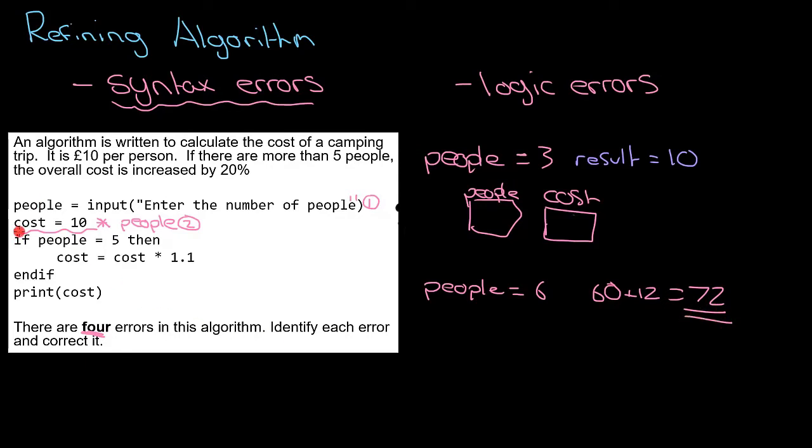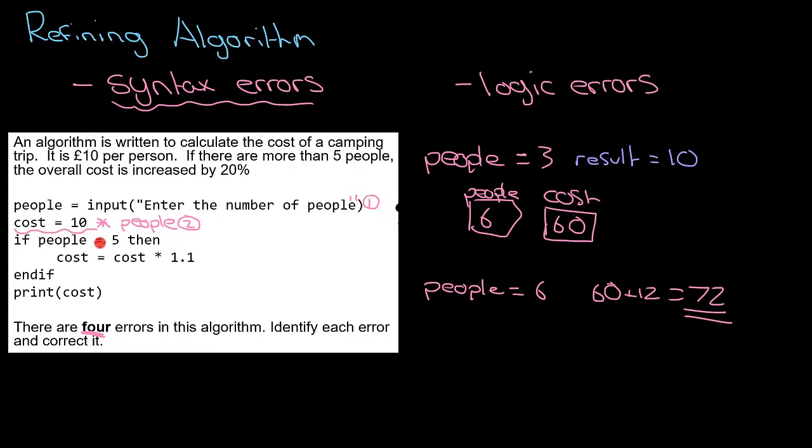Let's see what happens. So people equals 6, that's what I've decided, so I'm going to put people there. Cost equals 10 times by people. So that means I've got 6 times by 10, so I've got 60 there. It's all going okay so far. If people equals 5, then... what, does people equal 5? No, it equals 6. So something's clearly gone wrong here.